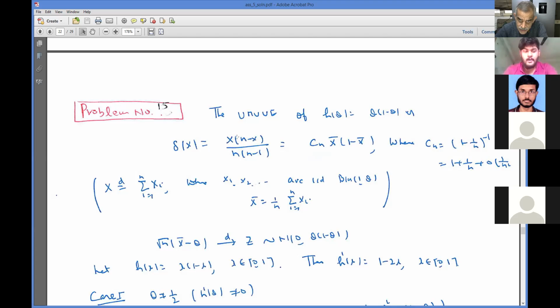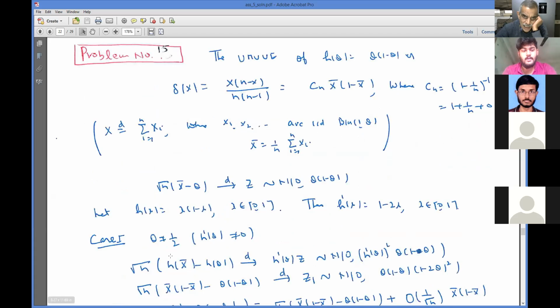This x by n becomes x bar. When I have taken n outside, it has become 1 minus x bar. And what is Cn? Yeah, here, sir, Cn is 1 over (1 minus 1 by n), minus 1, right? Yes, sir. Which is 1 plus 1 by n plus order of 1 by n square. Is that okay? Yes. Okay.